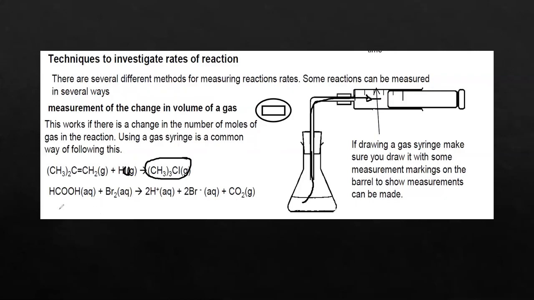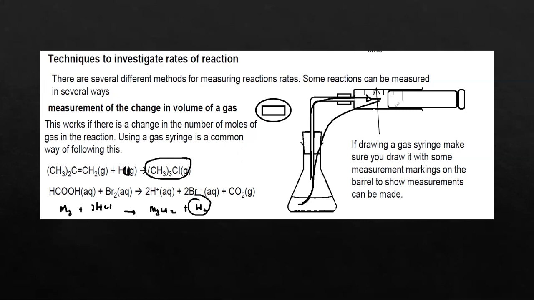If any acid is reacting with a metal, for example, if there was magnesium reacting with hydrochloric acid, so magnesium plus hydrochloric acid gives magnesium chloride plus hydrogen. So you can see hydrogen, a gas, is given off. So whenever there is a gas given off, we can use this technique.